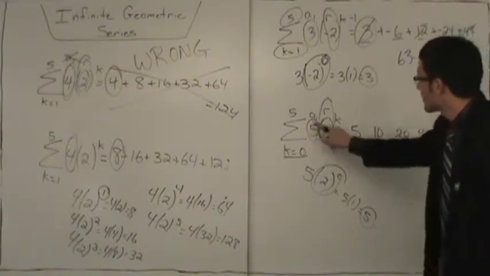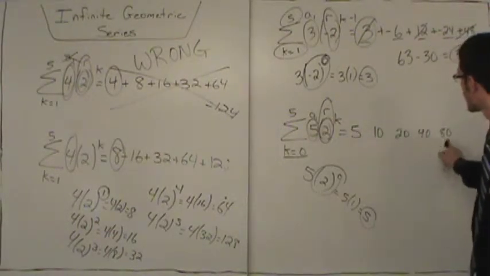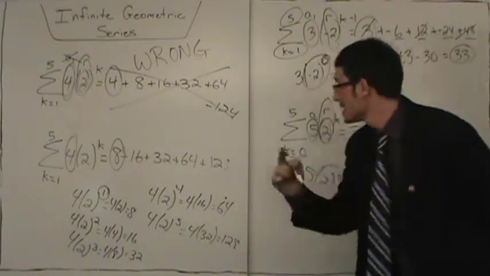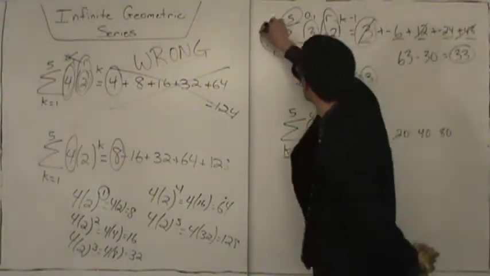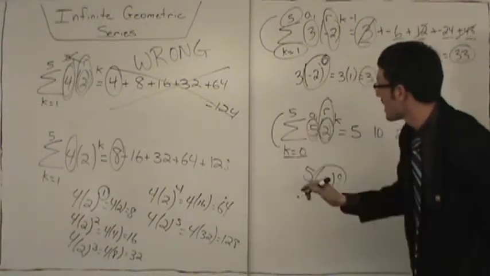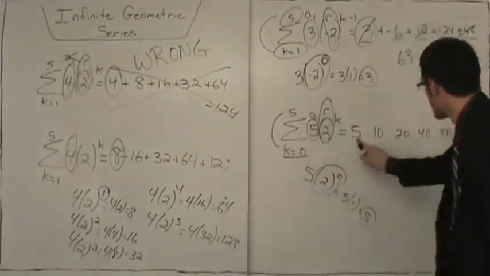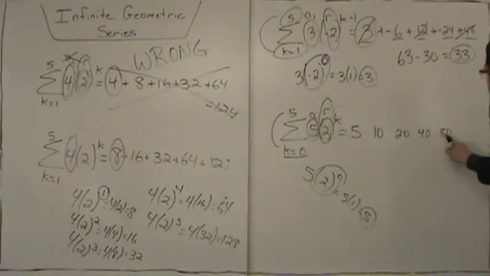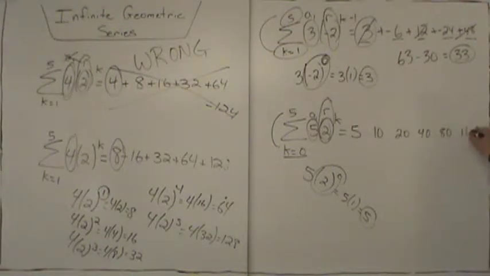Hold on. To 5. 1, 2, 3, 4, 5. Do we have all of our terms? No, we don't have all of our terms. How many numbers are there from 1 to 5? There are 5. How many numbers are there from 0 to 5? There are 6. Multiply by 2 again, we get 160.